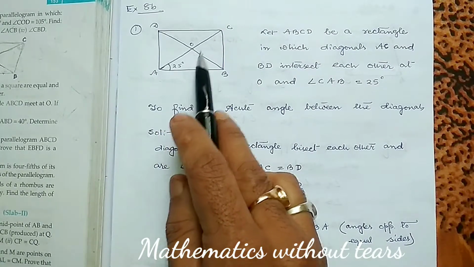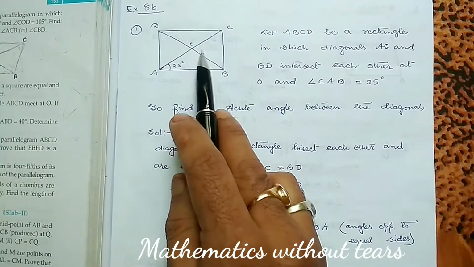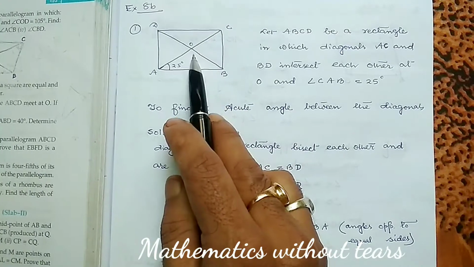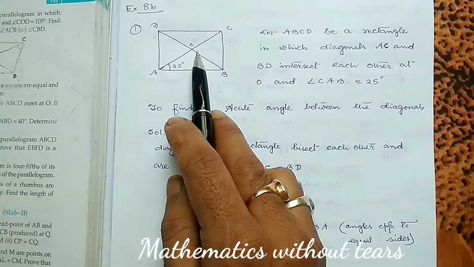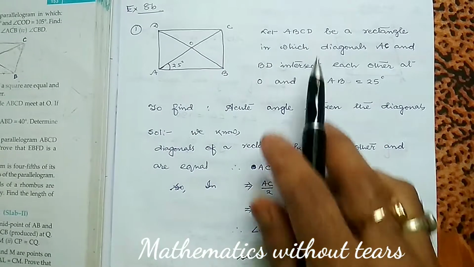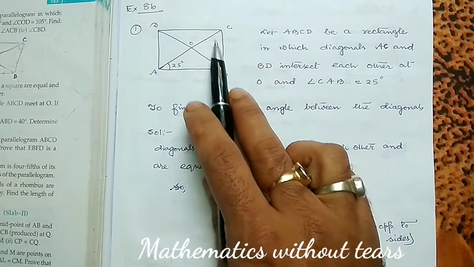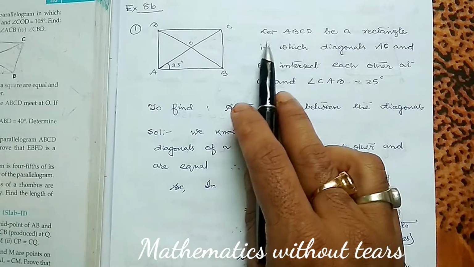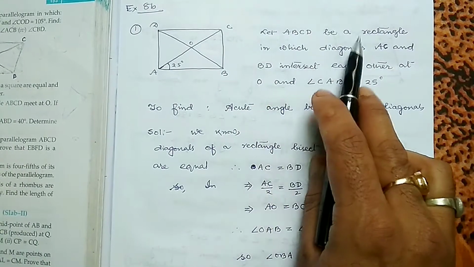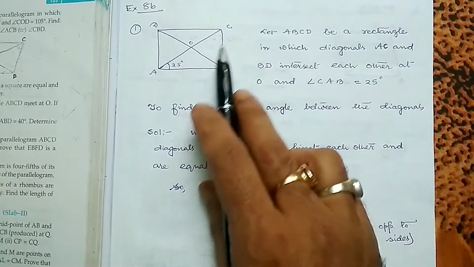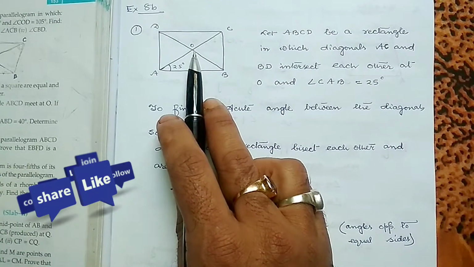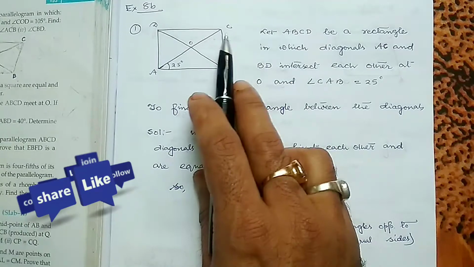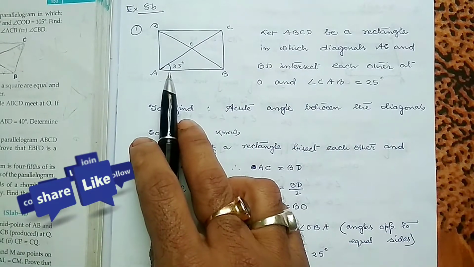That means here you can see four angles. These two angles are equal, these two angles are equal, and out of these, the acute angle is the one we have to find. Clear? Let's start. Since I have drawn the figure, we write: let ABCD be a rectangle in which diagonals AC and BD intersect each other at O, and angle CAB equals 25 degrees.